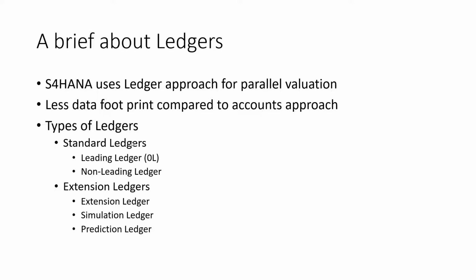ledgers, there can be n number of extension ledgers which are linked to the same base ledger or the underlying ledger. So for all these n extension ledgers, there is no separate copy of data that is stored onto ACDOCA. So the data footprint is reduced.